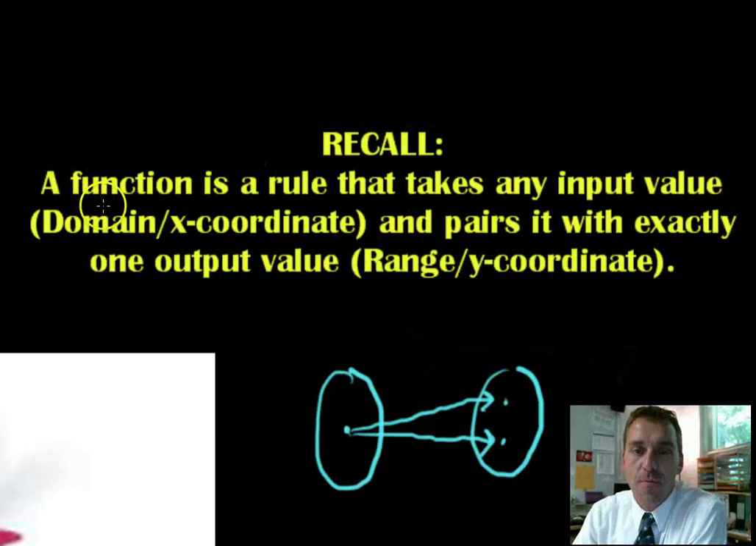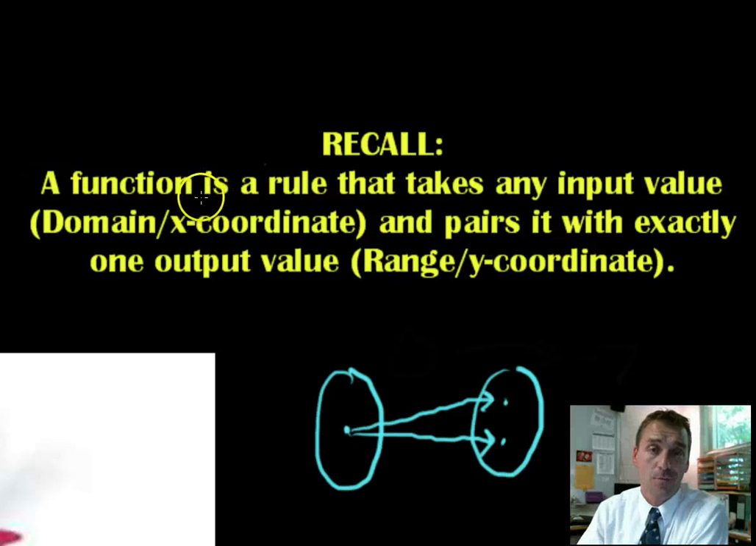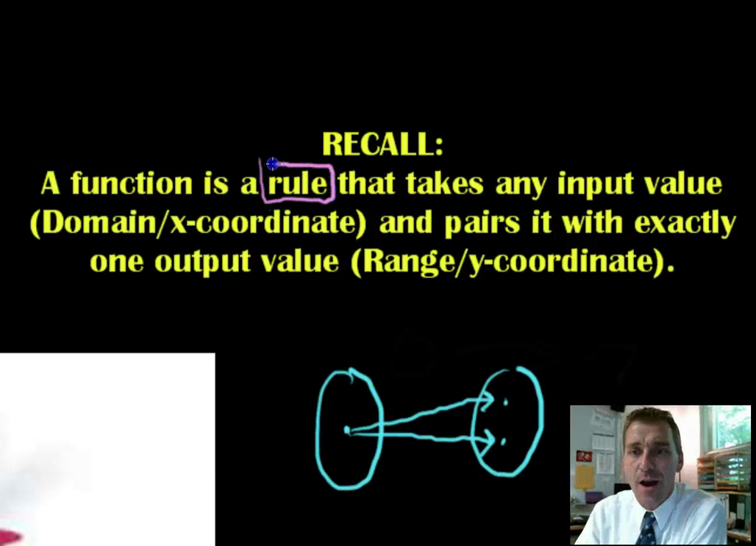Alright guys, a function, remember, by definition, is just nothing more than a relation. That is some type of a rule that actually takes the input value, whatever it is, we call it domain, remember, or x-coordinate, and it pairs it with exactly one and only one output. We call the range or y-coordinate.